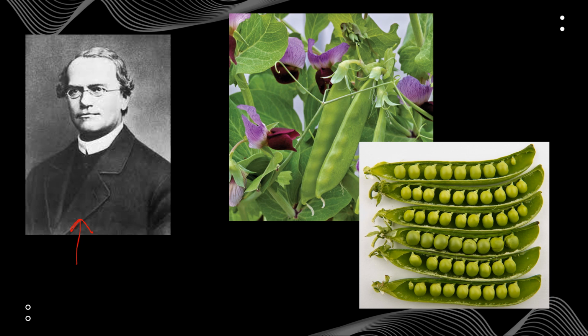The other thing with pea plants is that you can easily control their reproduction. By taking the pollen from one pea plant and pollinating another pea plant, he could easily determine who the parents were, what the offspring's traits are, and how the offspring was able to inherit the parents' traits.